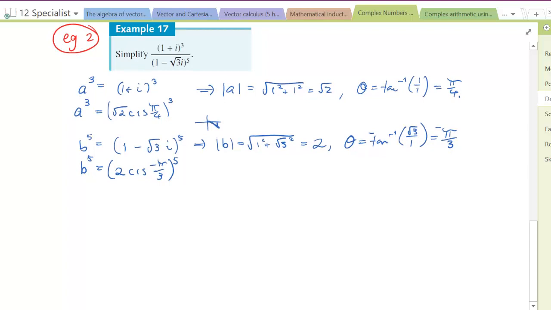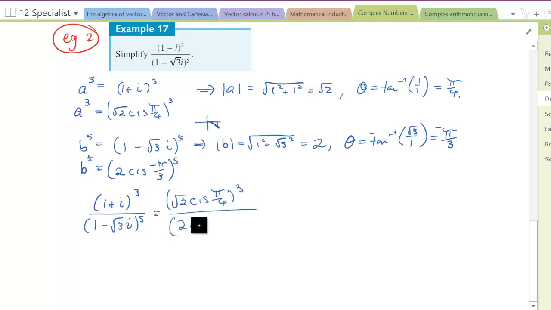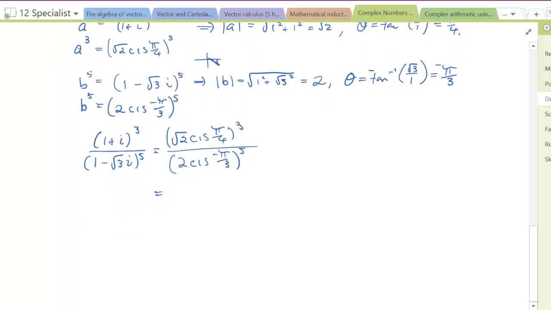And so now we can simplify. We can look at 1 plus i to the power of 3, 1 take root 3i to the power of 5 is equal to root 2 cis pi on 4 all to the power of 3 over 2 cis negative pi on 3 all to the power of 5. So root 2 to the power of 3 is 3 times pi on 4 over 2 to the power of 5 is 5 times negative pi on 3.